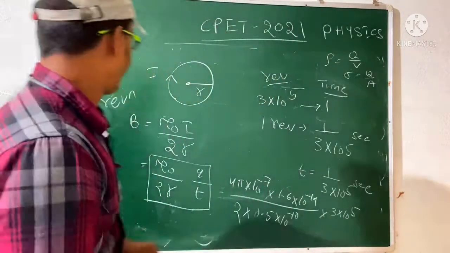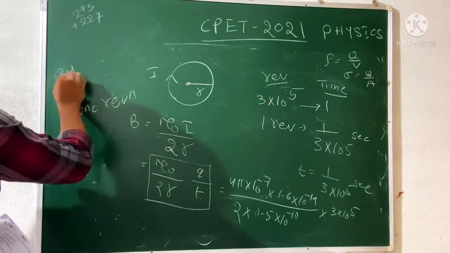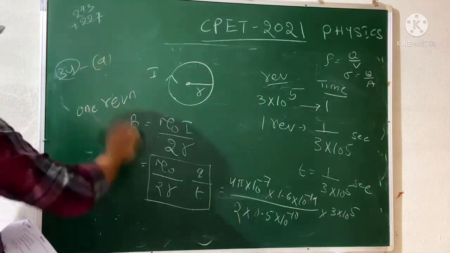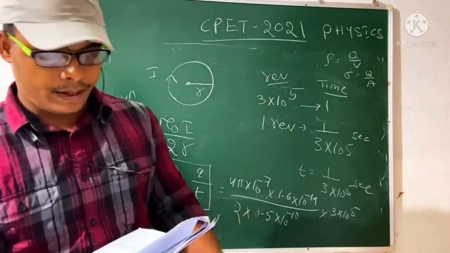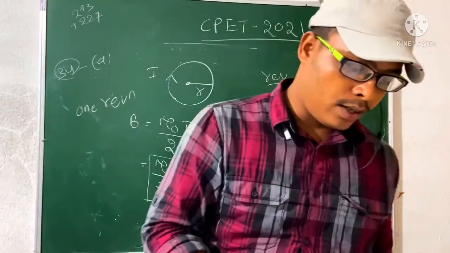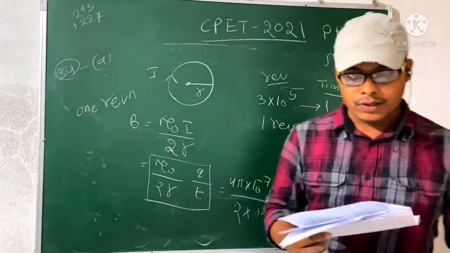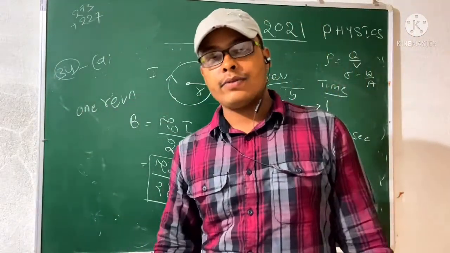So 34 is option A. Okay, 34 option A. So you solve this, you will get 6 into 10 to the power minus 10. Now what is 35? So 35 is the theoretical question. The magnetic susceptibility is negative.